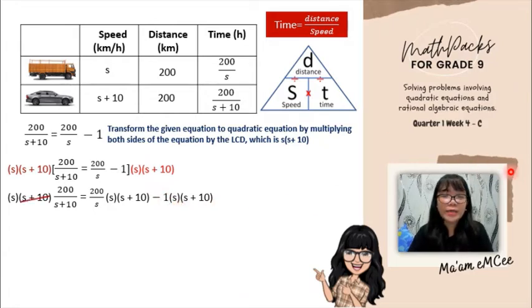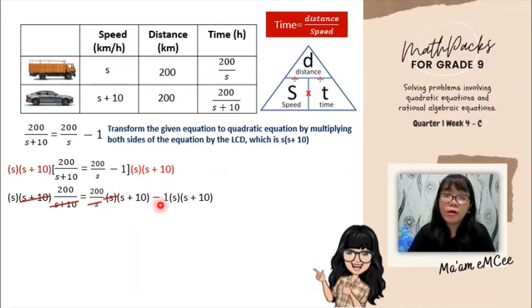Then we simplify by cancelling out this S plus 10. This one is in the numerator, and then this one is in the denominator. So S plus 10 divided by S plus 10 is just equal to 1. So S plus 10 will be cancelled out. So what remains is 200 over S. And then for your 200 over S times S times S plus 10, your S will be cancelled out. So what remains is 200 times S plus 10.